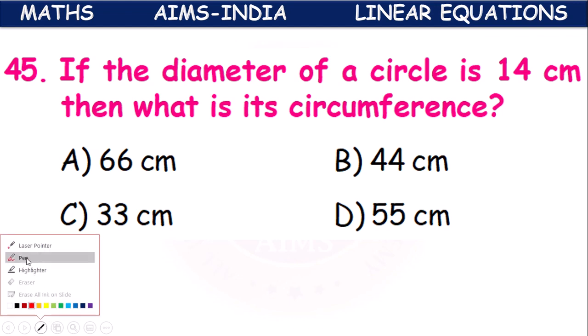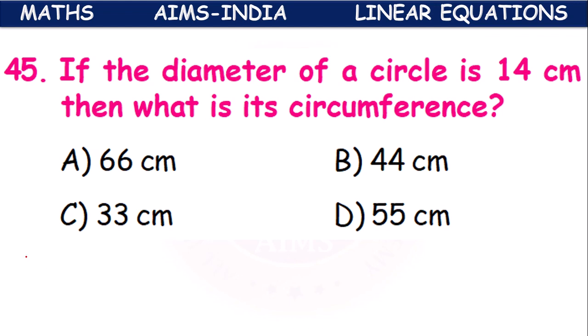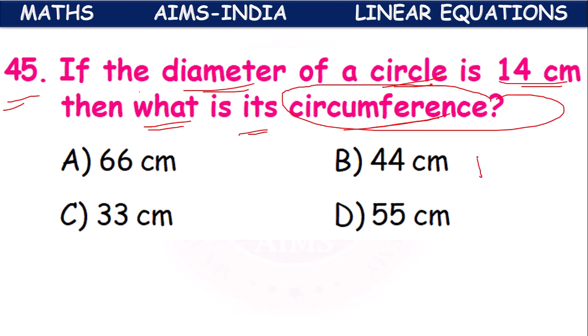In our previous class, we already solved some questions, children. Let's continue the questions. Question 45: if the diameter of a circle is 14 centimeter, then what is its circumference? Circumference is also called perimeter. So, what is the circumference or perimeter?